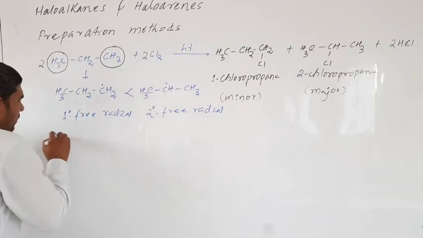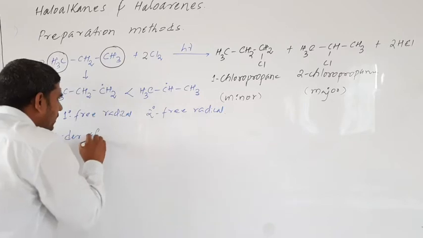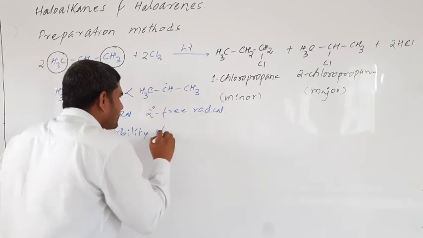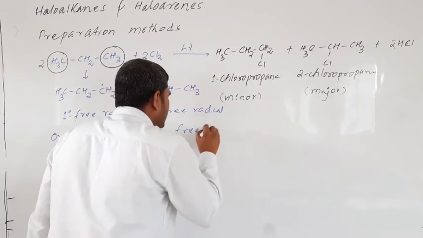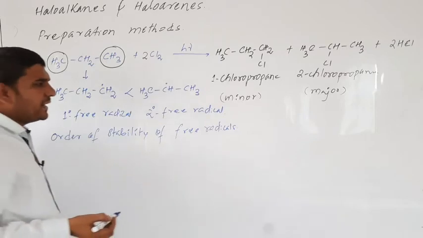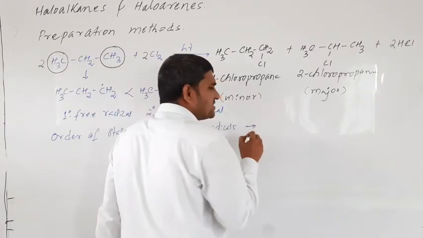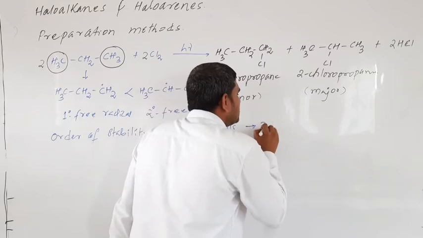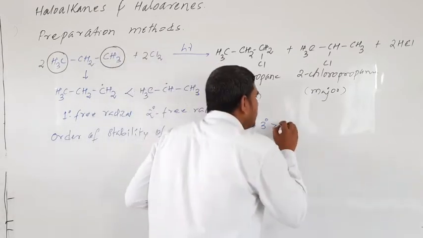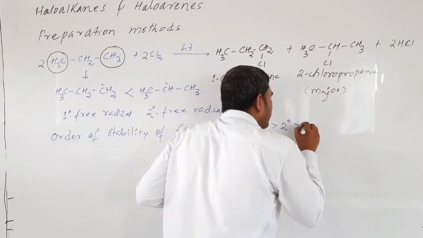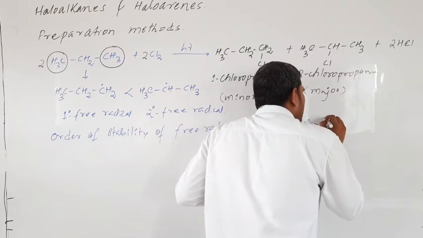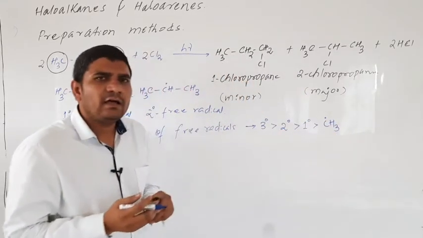Order of stability of free radicals. Which one is the most stable free radical? That is the tertiary free radical, which is more stable than secondary, than primary, and lastly the methyl free radical. I think you know why tertiary is more stable.